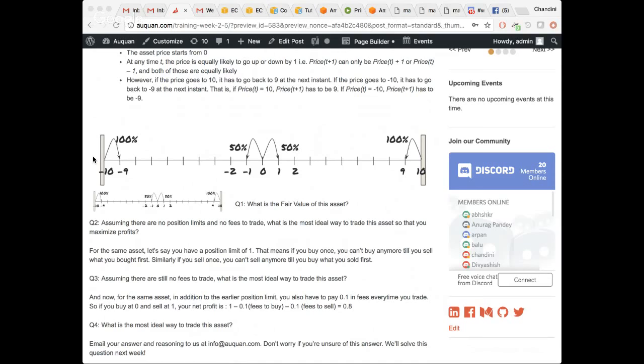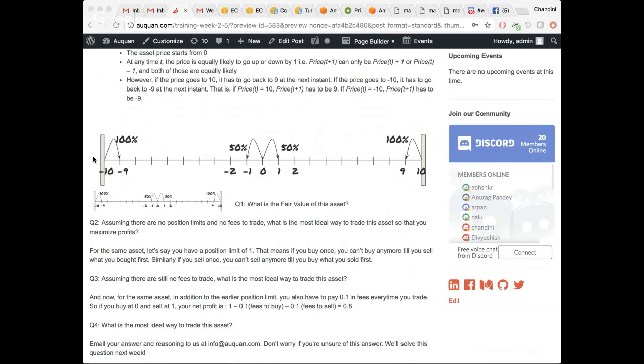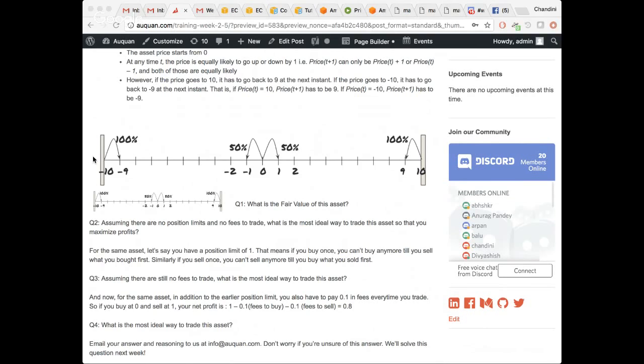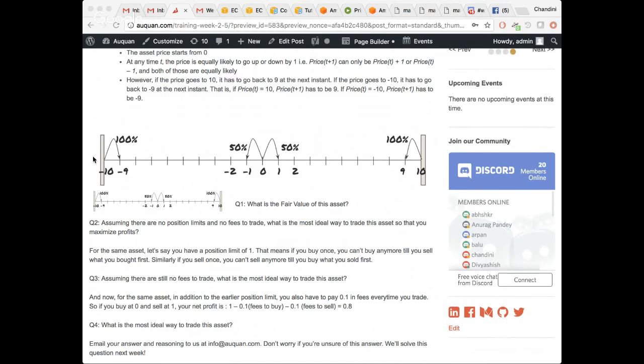So if you can see, at any point in time it is equally likely to go up or down, and if it goes to -10 or 10, it is going to come back to 9. You can solve this using an equation, working out the probability it spends on each one of those and drawing a distribution. But it is intuitively clear that the expected value for the stock is 0, right? So the fair value of the stock is 0. So that's question 1. We solved that for you.